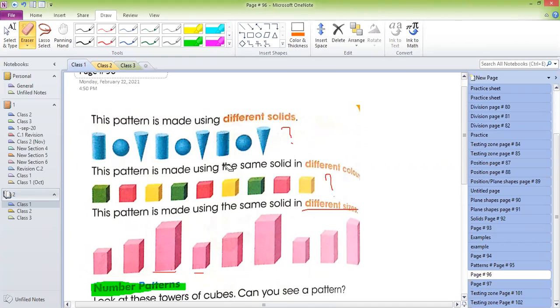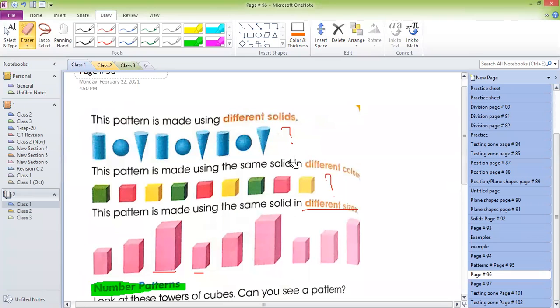The next pattern is that we can make a pattern with the same solids just by using different colors. This is green, red, yellow. The first cube is green, the second cube is red, and the third cube is yellow. Again, green, red, yellow. It will be continued like this.